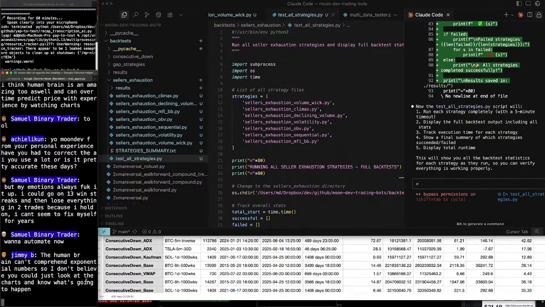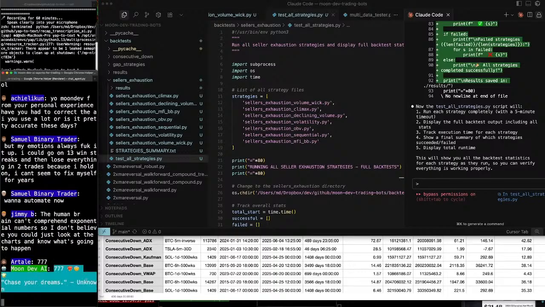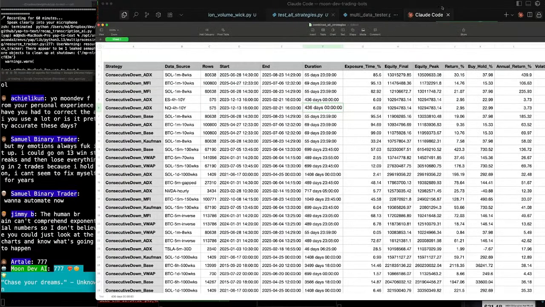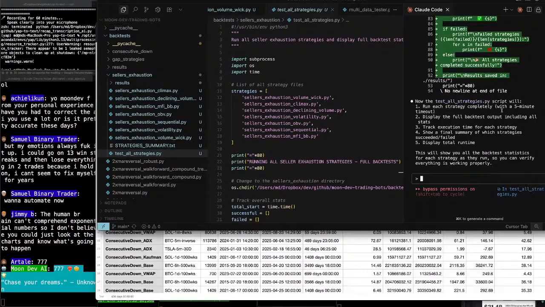Jimmy B says the human brain can't comprehend exponential numbers, so I don't believe you could just look at charts and know what's going to happen. Okay, that's fair too, dude. 777 R, how are you, dude? I think our brains are very, very smart.